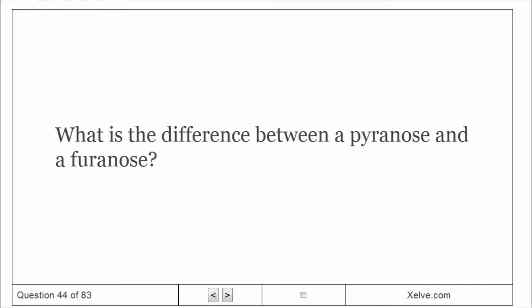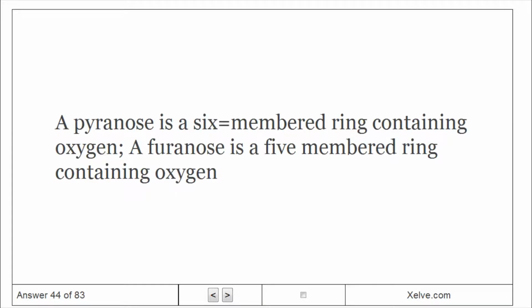What is the difference between a pyranose and a furanose? A pyranose is a 6-membered ring containing oxygen. A furanose is a 5-membered ring containing oxygen.